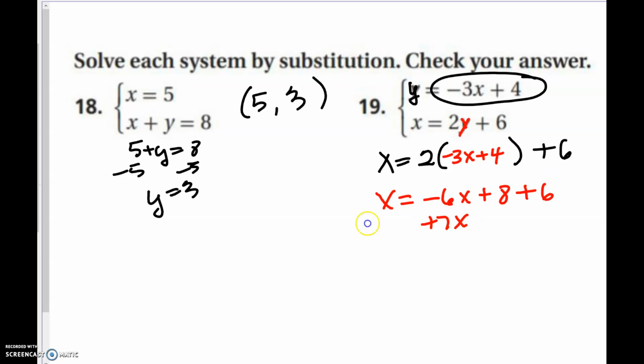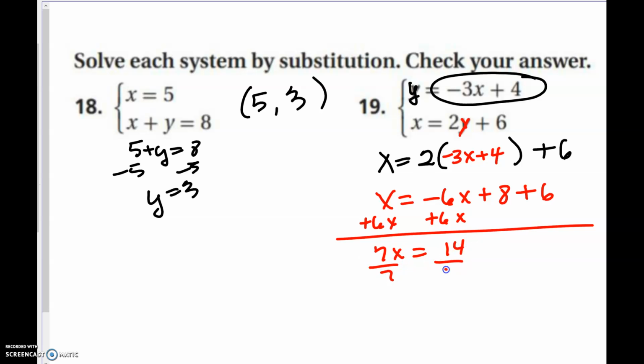I'm going to add 7x to both sides. So I get 8x equals, and 8 plus 6 is 14. Oh my, I keep making mistakes here. So why did I add 7x here? That's crazy. I don't even have a 7x. So I need to add 6x to both sides. I think my brain was already adding those two things together, and 8 plus 6 is 14.